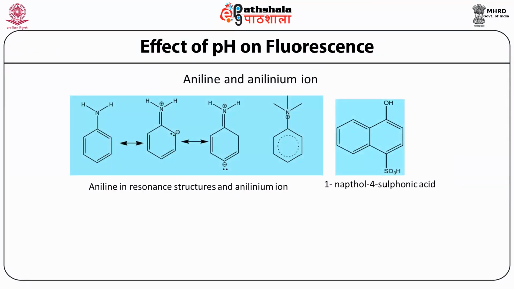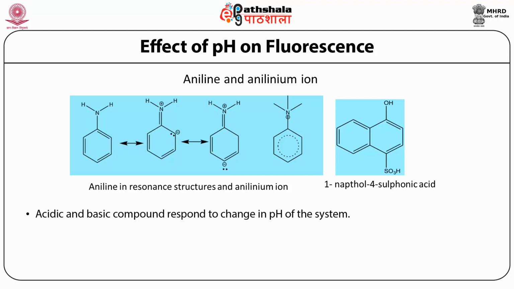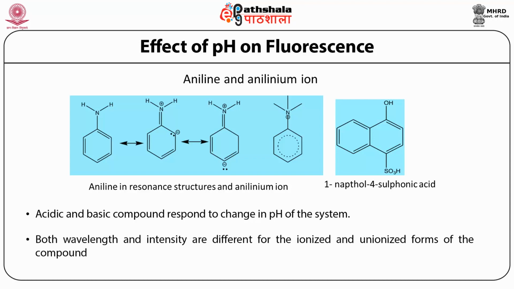So in addition to change in solvent, the pH of the solvent also affects the fluorescence, because change in pH means change in the resonance structure of the compounds. So some compounds which can make resonating structures can have different resonating structures at different pH. So acidic and basic compounds respond to change in pH of the system. So both wavelength and intensity are different for the ionized and unionized form of the compound.